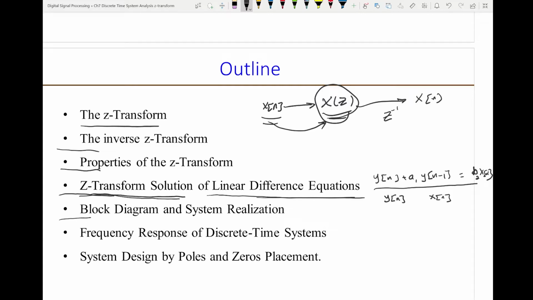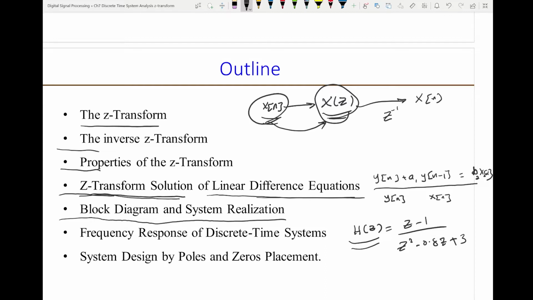The next topic will be block diagram and system realization. Here I gave you a system described by this transfer function h of z, something like this, for example. And we want to build this system. This system could be a filter, an amplifier, or do certain signal processing, extracting certain information from discrete signals. So how do we build this system? That will be the block diagram and system realization.